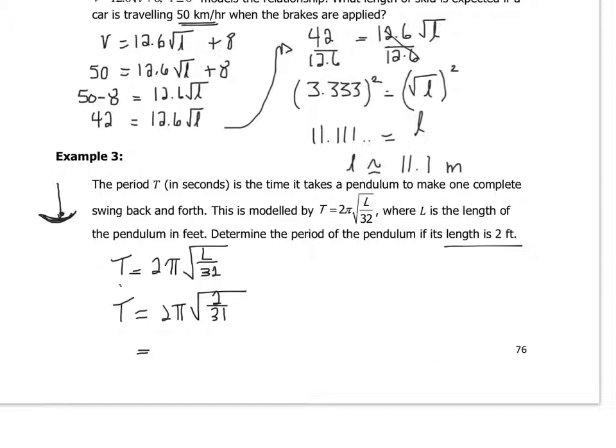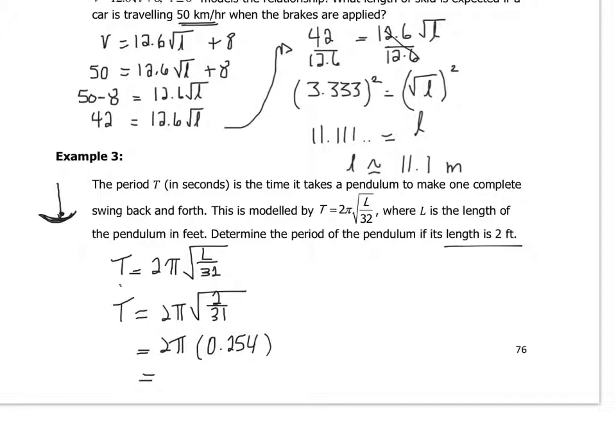So if you are going to put this in your calculator and you're going to do the square root part, make sure you put brackets around 2 over 31 if you're going to leave it like that. So if I put in the square root of bracket 2 divided by 31, that gives me 0.254000, and so on. So then I can just multiply that by 2 times pi.